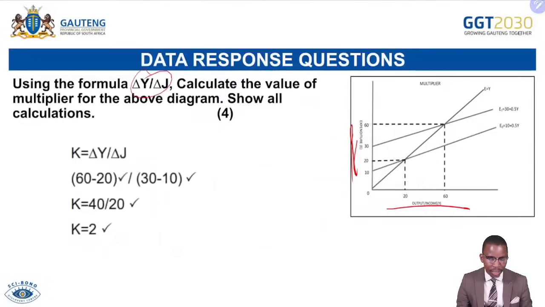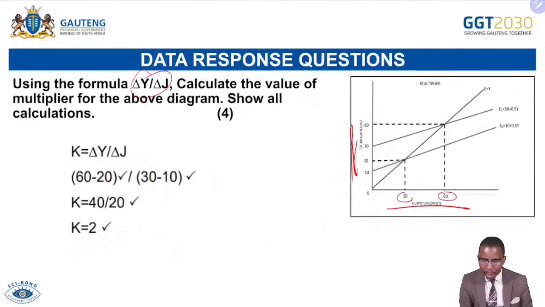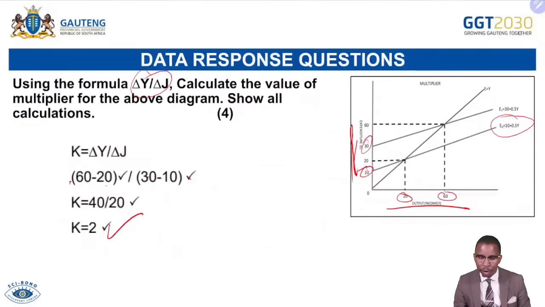Change in income over change in injection: 60 minus 20, divided by 30 minus 10. This 30 minus this 10. So what do you get? You get 40 over 20, and that gives you 2. It's 2 indeed, because you can check your consumption function and prove it. You are given an MPC of 0.5, so as you calculate using this 0.5, you will also get 2. So it's been proven the answer is correct.